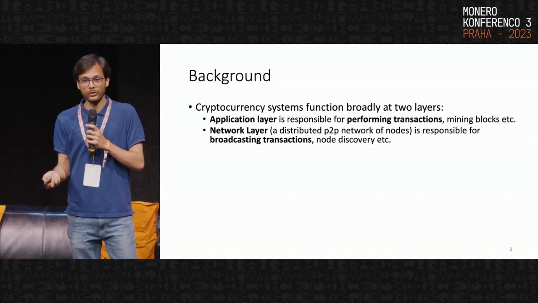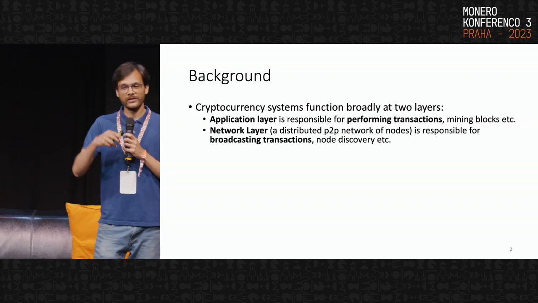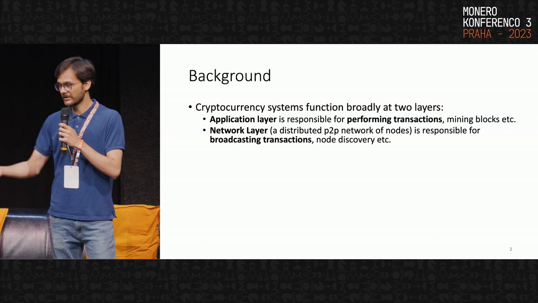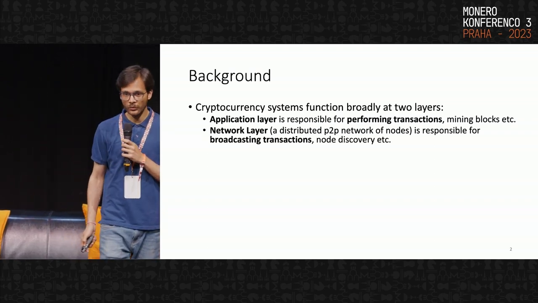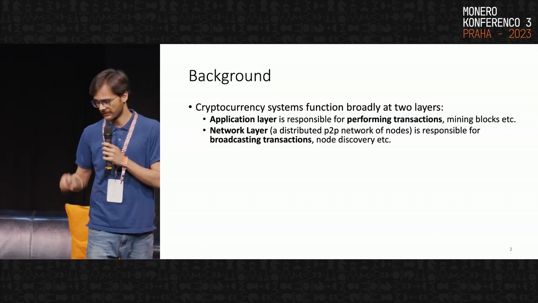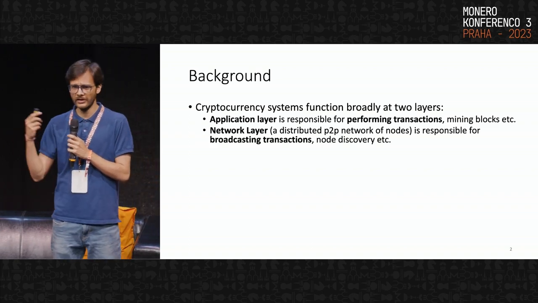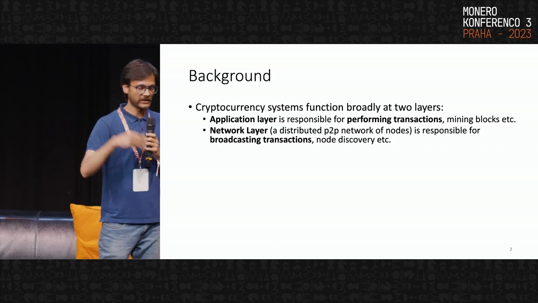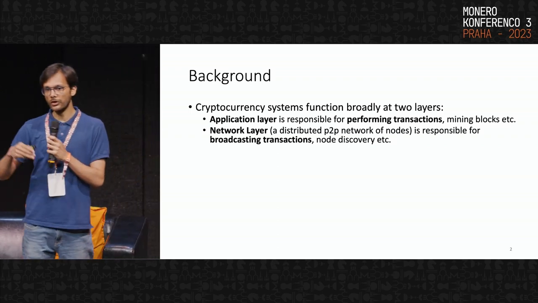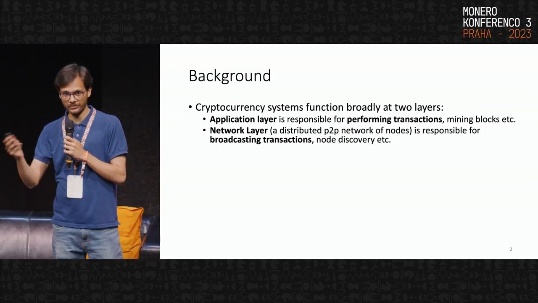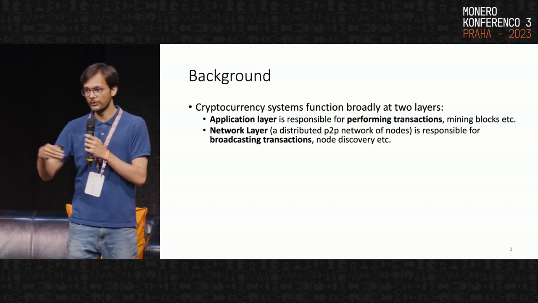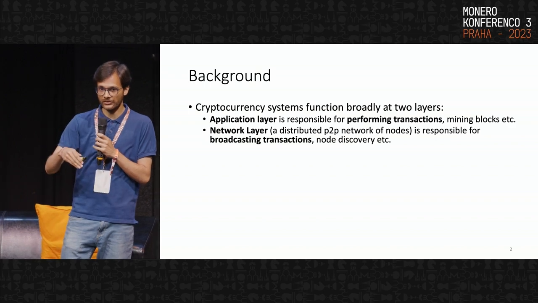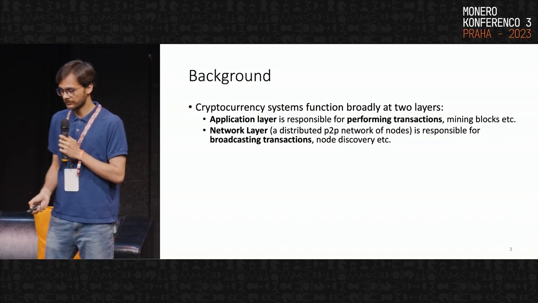When we talk about cryptocurrency systems, we can think of them very broadly as functioning in two layers. One is the application layer, which deals with generating transactions, mining blocks, validating, and all that. But then there is an underlying network layer on which all this information is spread to the peers. This is basically a peer-to-peer network where every node is connected, and whatever transaction or block you generate is broadcasted in the network.